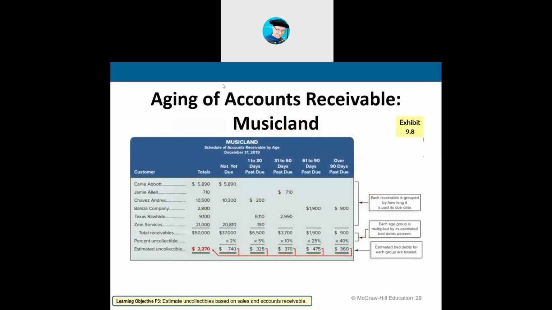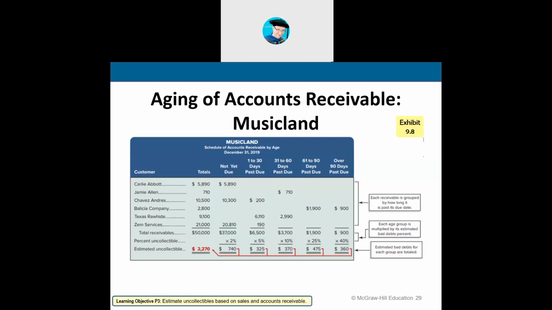So here's how it looks. So here are all my customers on the left side here. I've got a total of $50,000 that my customers owe me in total receivables. I estimate that I won't be able to collect $2,270 of that. Now, how did I come up with that? First of all, I expect not to receive 2% of all of my collectibles. Okay, that's a good estimate.